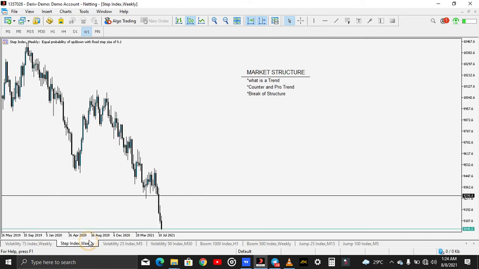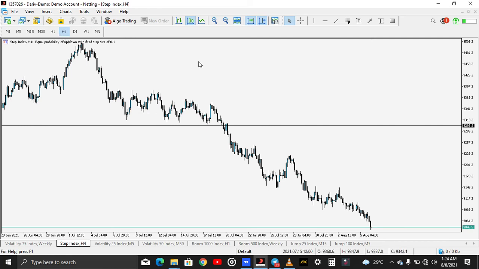Okay, so now what is break of structure? Break of structure simply means when price breaks a previous high. Okay, let me show you some examples with charts.